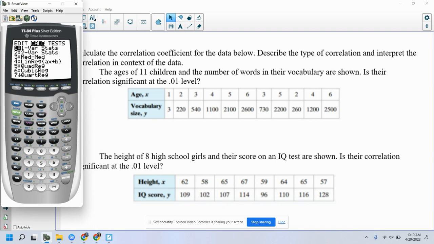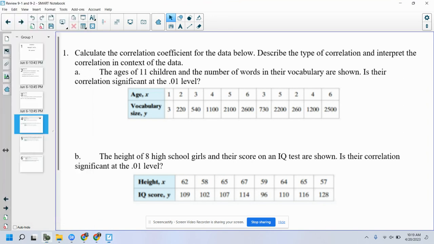Again, we run stat, calc, 4 for my linear regression. And that tells me my R value. Now my R value here is 0.97887. So let's just say 0.979. There is my R value. Now, what does that mean in terms of my context? I can say that there is a strong positive relationship: as age increases, the vocabulary size increases as well. The amount of words they know increases as well.